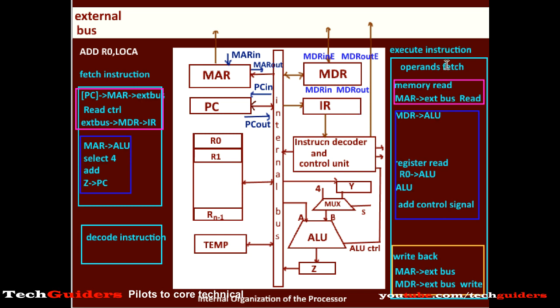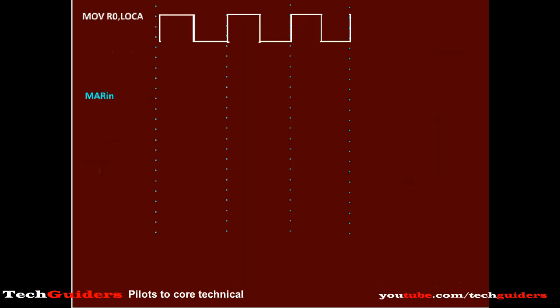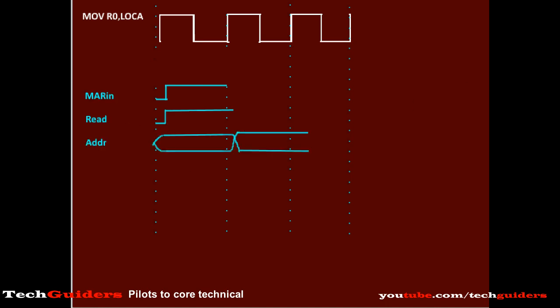We need to fetch the operand first. One operand we have to fetch from the memory. We have already discussed the memory read in case of fetching the instruction. So for that, we need to load the memory address register with the address of the operand. At the same time, a read signal will be issued by the control unit to the external control bus. And we assume that as soon as the memory address register is loaded with the address, that address will be immediately available on the external address bus at the beginning of the next clock cycle itself.